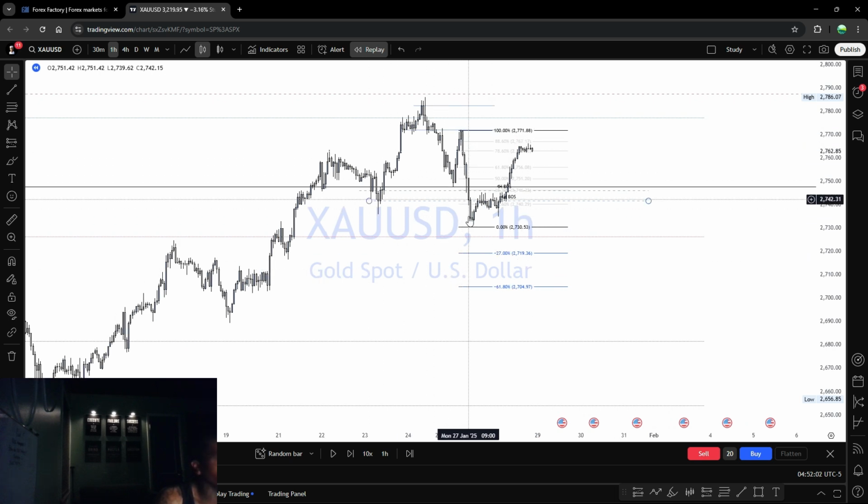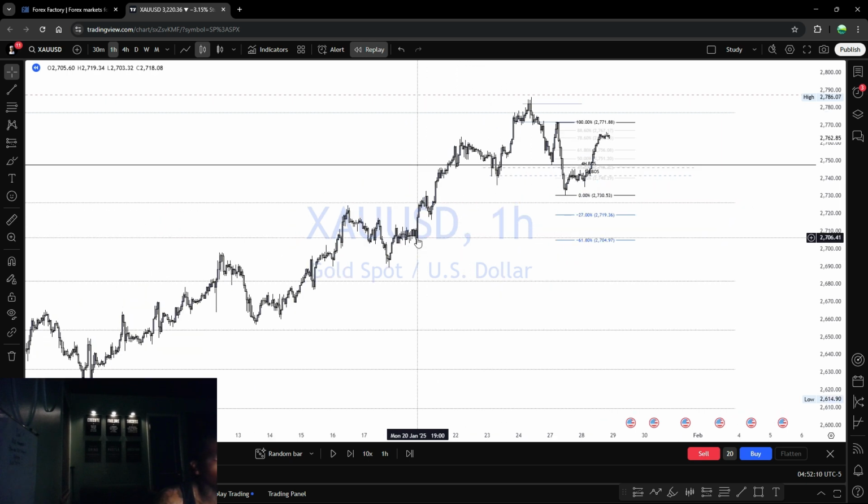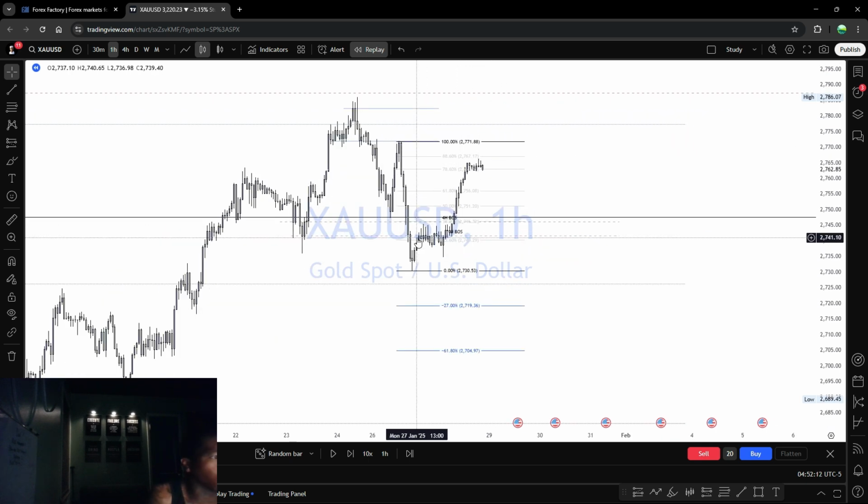Like I said, we did get that breaker structure here. So my bias is still around looking for the continuation of the sell. Like I said, we're going to adjust if the market shows us otherwise. So let's just see how far price goes before we actually potentially continue to sell.